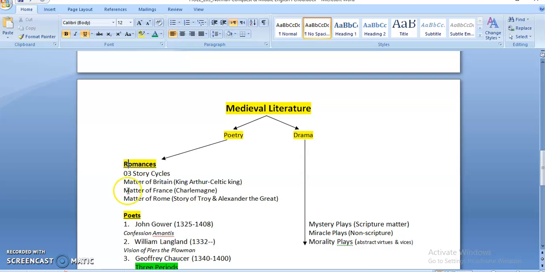Another cycle was the Matter of France. These were tales or legends related to Charlemagne. Charlemagne was a French heroic figure. I think he fought against Muslims during the crusades. So there were many heroic deeds attributed to him, and many tales were created around the exploits of Charlemagne. The third story cycle was known as the Matter of Rome.